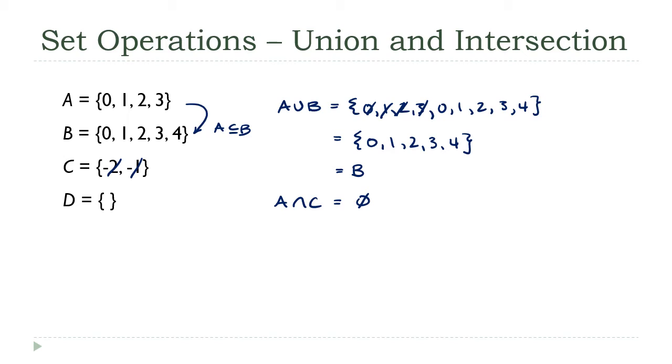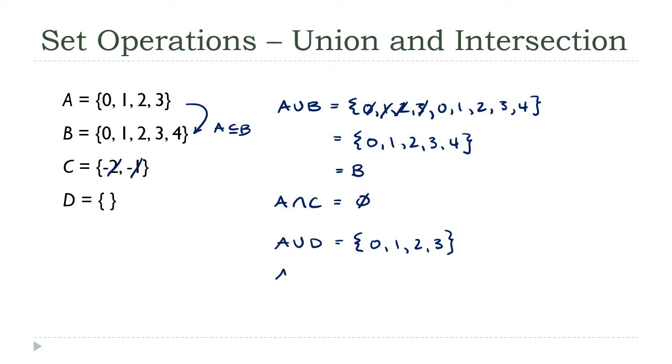All right, so how about if we bring the empty set into the mix here? What is the union of A and D? Well, again, if I write out everything in A, that's 0, 1, 2, and 3. And then if I write out everything that's in the empty set, that's nothing. So there you go. That's our union.